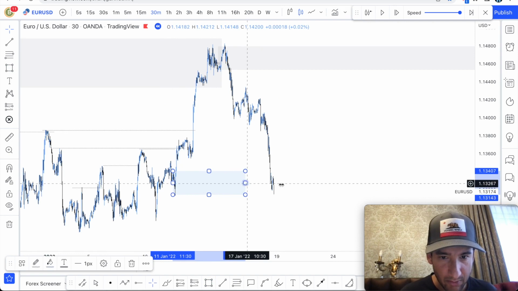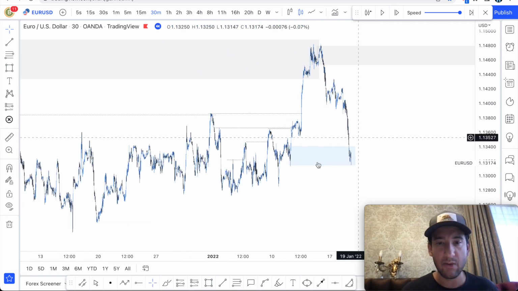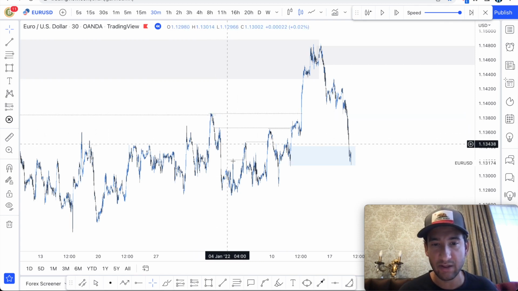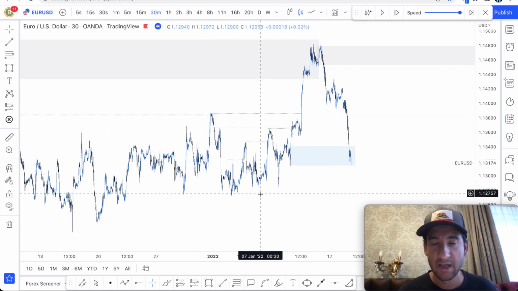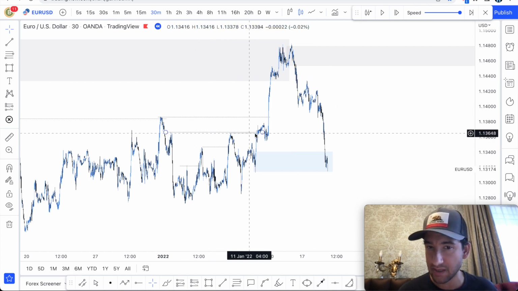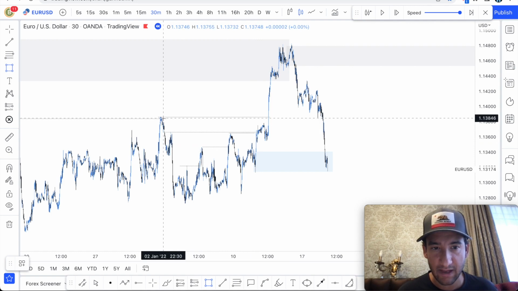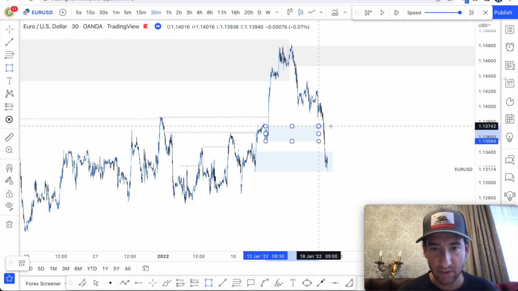Now what we want to see here is who actually broke this main high. This is the main high that we're concerned with. We're not really concerned with any of this internal structure here. I just want to show you guys that there's order flow pushing to the upside. The main higher low that violated the structure here was this one right over here.